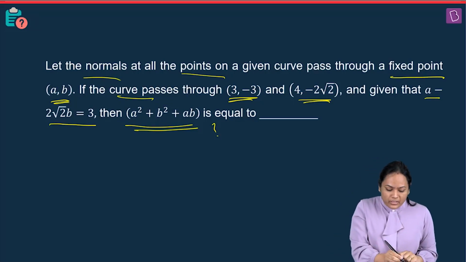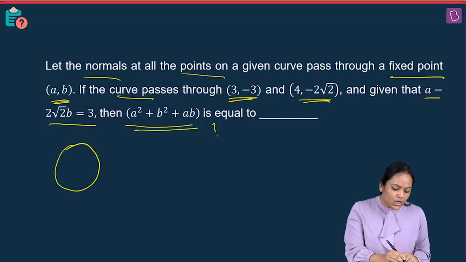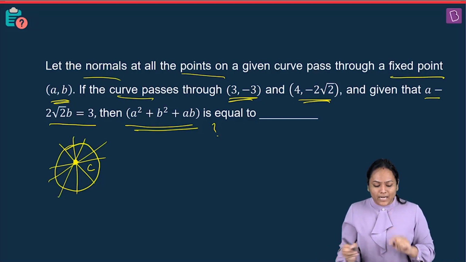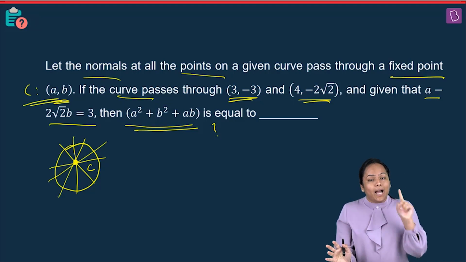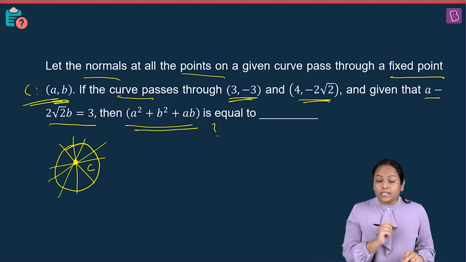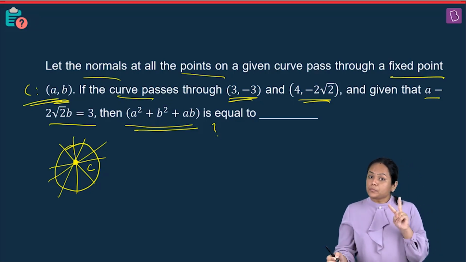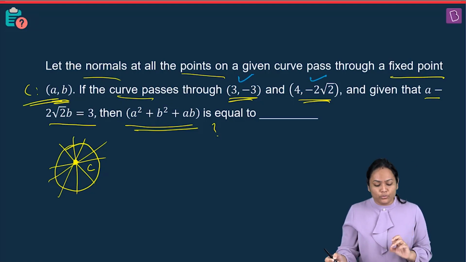So if you have realized this part, that the curve can be a circle, because all the normals which are drawn at different points on the circle always pass through its center. That means the center is nothing but (A, B). And to get the value of A, B, what they have said is that this curve is passing through two points, that are (3, minus 3) and (4, minus 2 root 2).